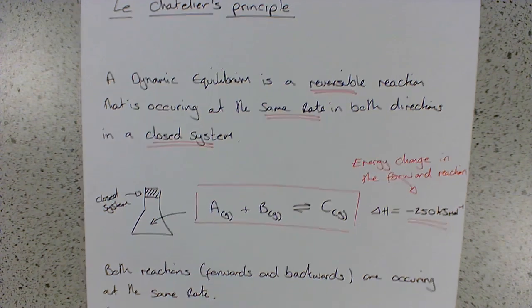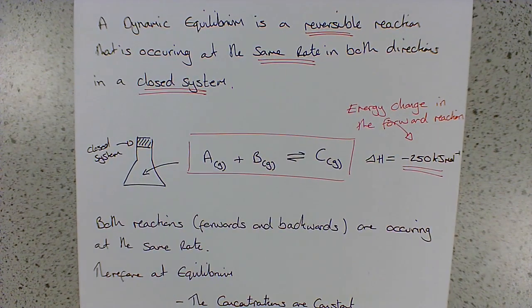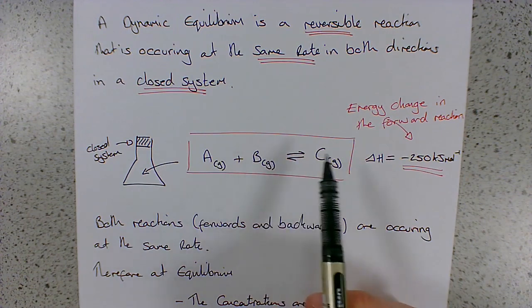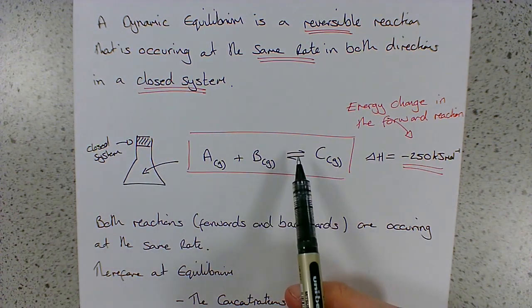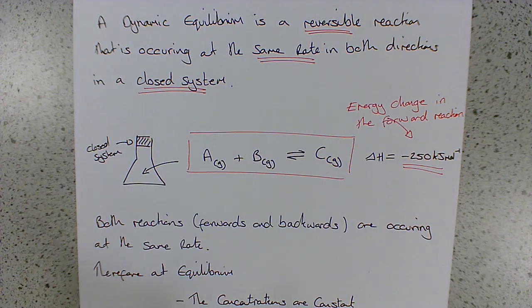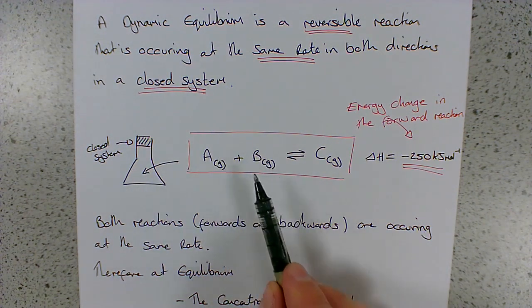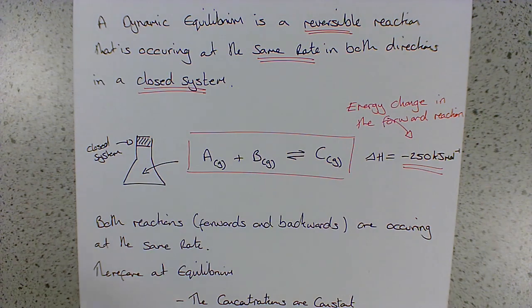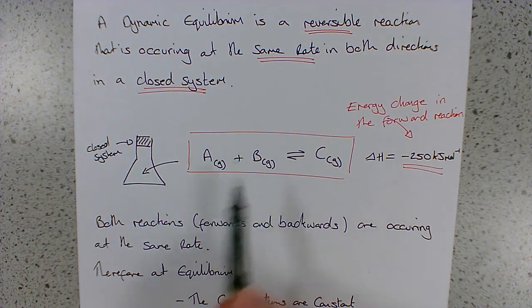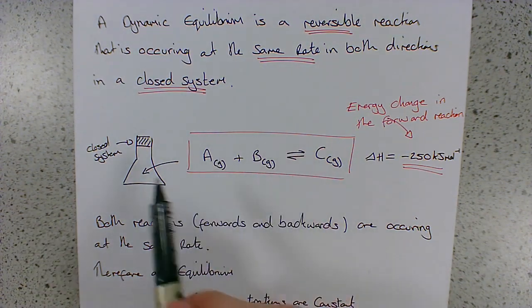Okay? So here we have an example of a dynamic equilibrium system. We have A plus B forming C. But the fact that we have this double-headed arrow shows that it is a reversible reaction. So A and B are combining to form C, but at the exact same time, exact same rate, C is breaking down into A and B. So this can only occur in a closed system.